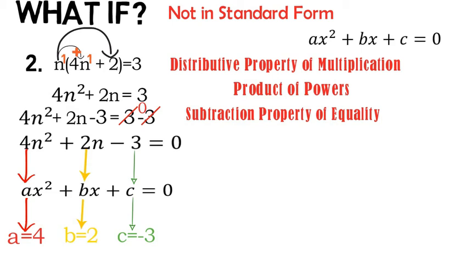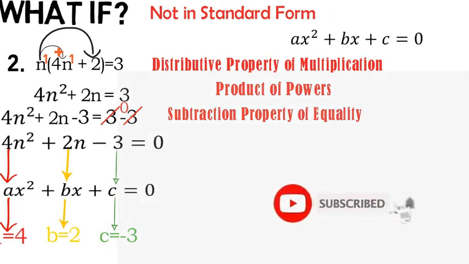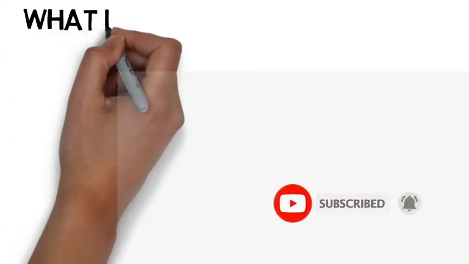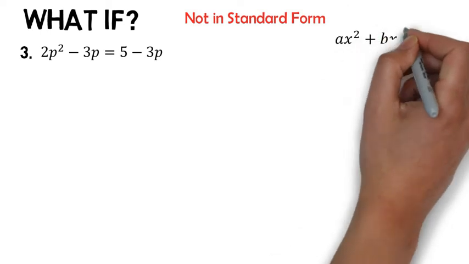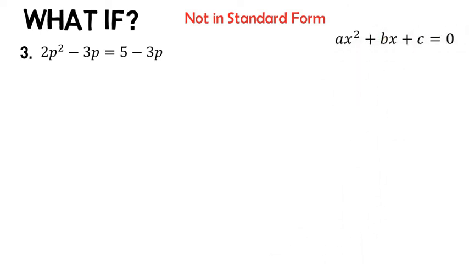Sir, is there any more what if? Yes, we still have a what if. That is example number 3. The what if number 3: what if not written in standard form? What would be the form of that equation, sir? So here it is, 2p squared minus 3p is equal to 5 minus 3p. That is not written in standard form.